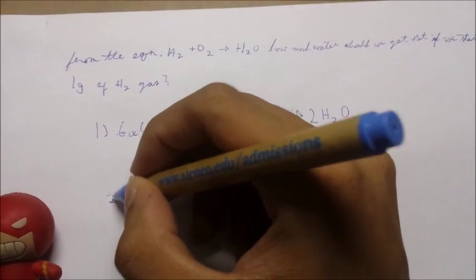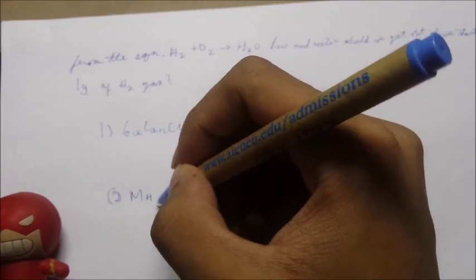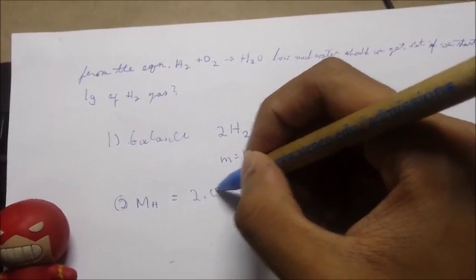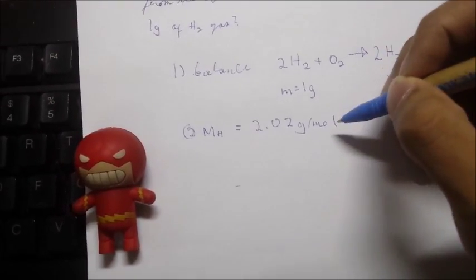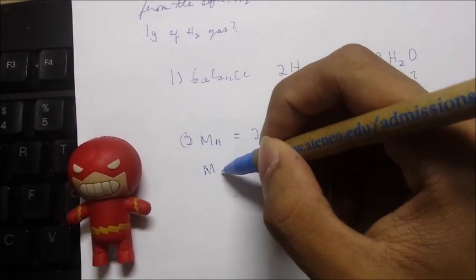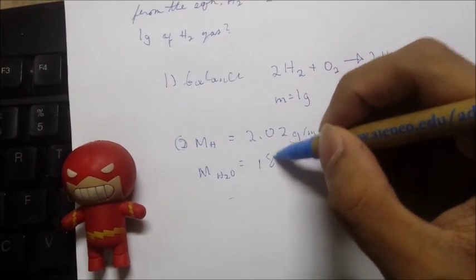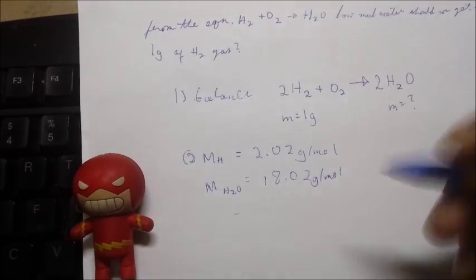Step 2, we get the molar mass of the elements in this problem. The molar mass of hydrogen gas, the one in this equation, is 2.02 grams per mole, while the molar mass of water is 18.02 grams per mole based on this equation.